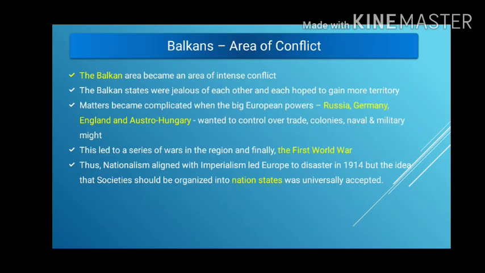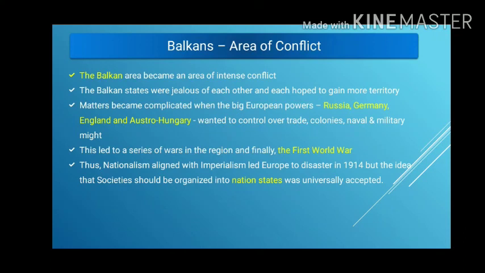Then the spread of the ideas of romantic nationalism in the Balkans and the disintegration of the Ottoman Empire made this region very explosive. One by one, its European subject nationalities broke away from its control and declared independence. Then the Balkan area became an area of intense conflict, when the Balkan states were fiercely jealous of each other and each hoped to gain more territory at the expense of the others.